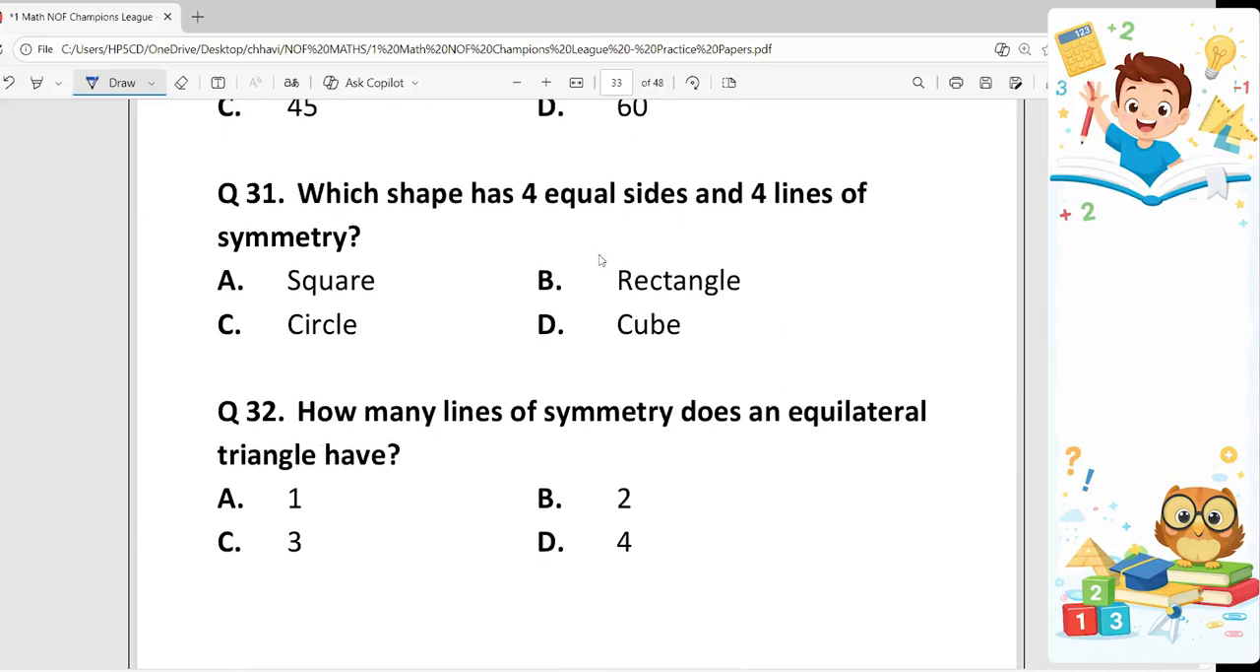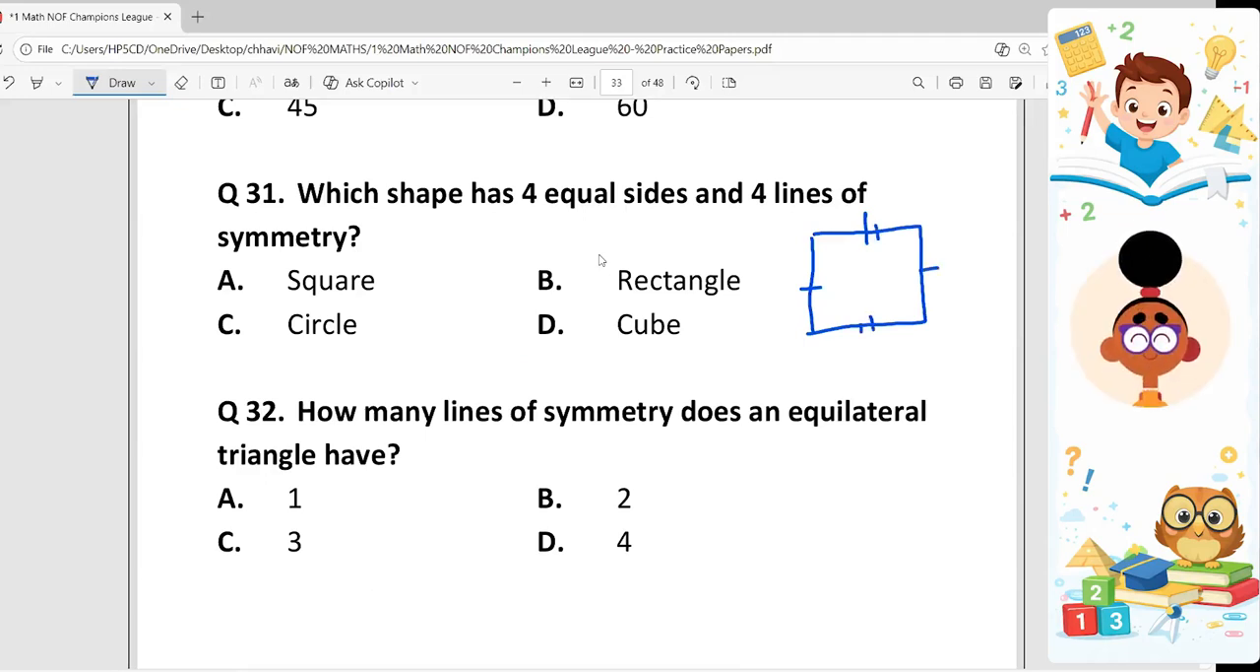31. Which shape has 4 equal sides and 4 lines of symmetry? Now we have to find 4 equal sides. We know that square is the shape which has 4 equal sides and 4 lines of symmetry. So this is the correct answer, option A.